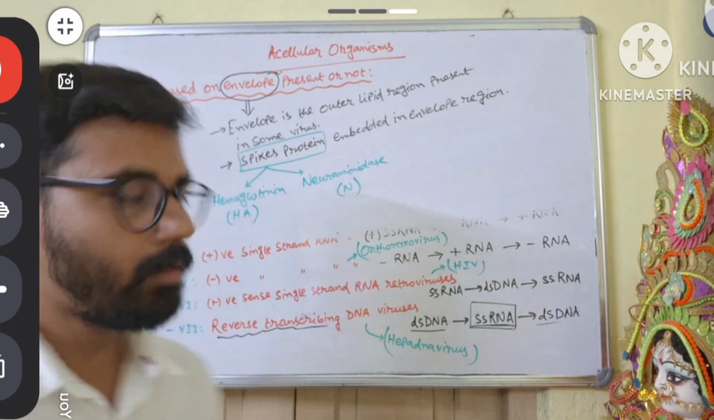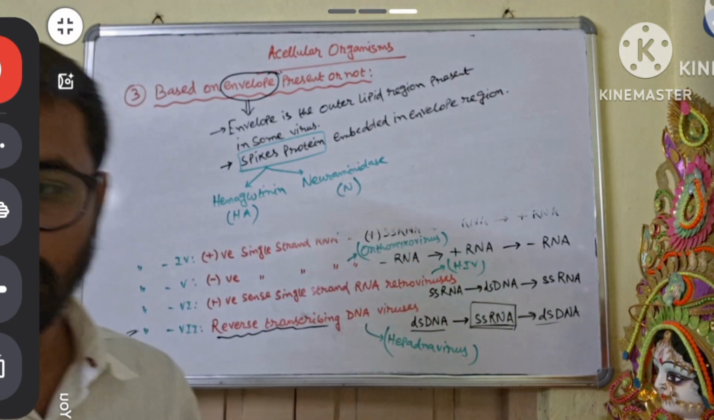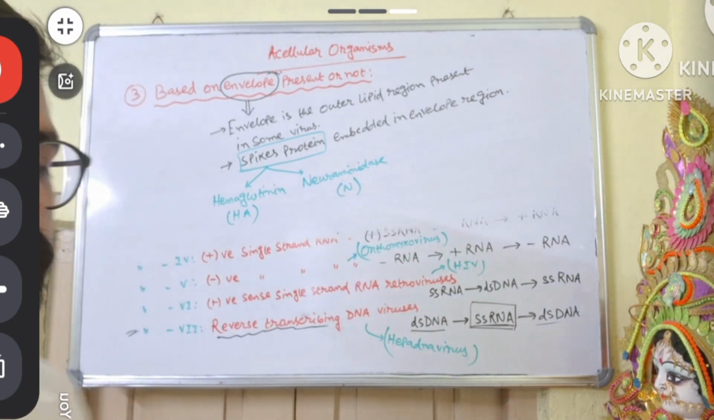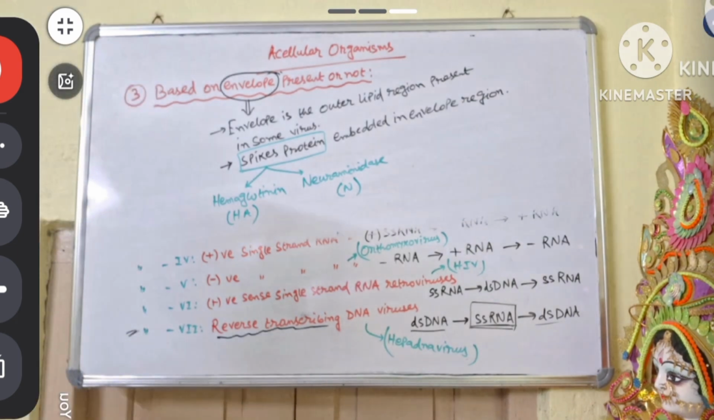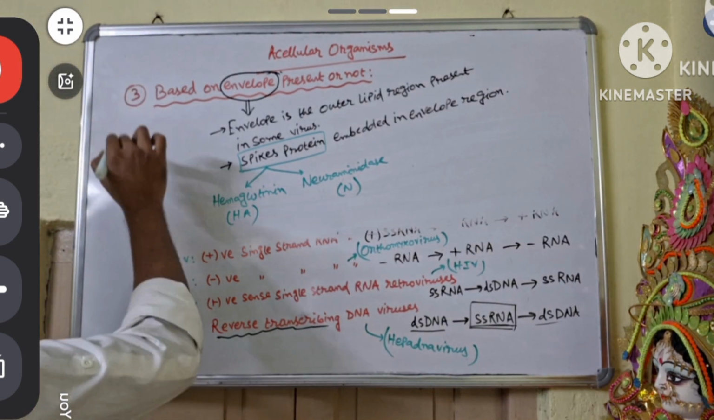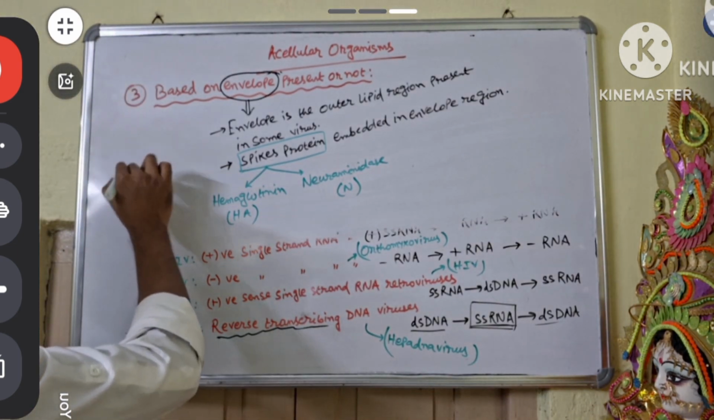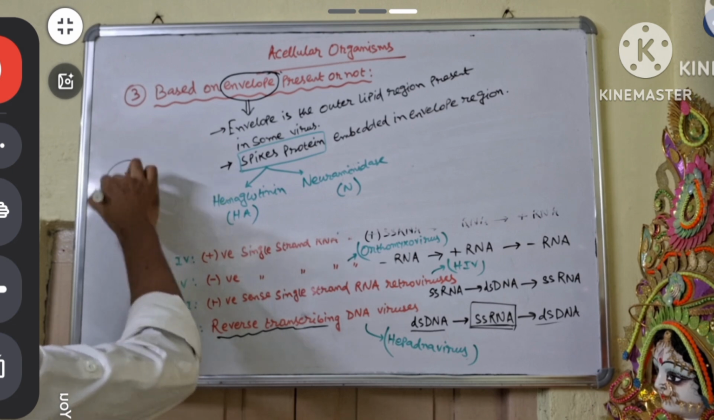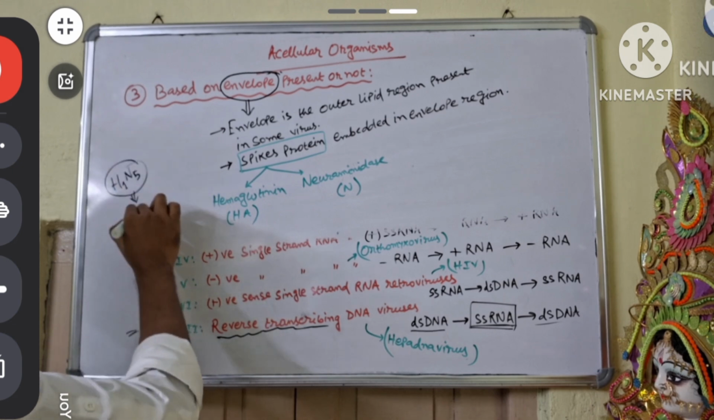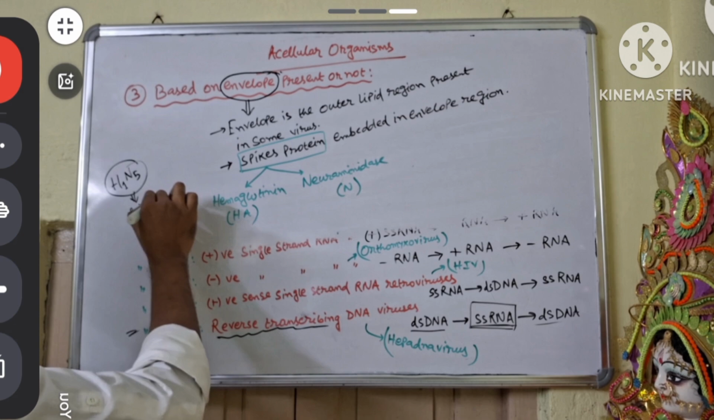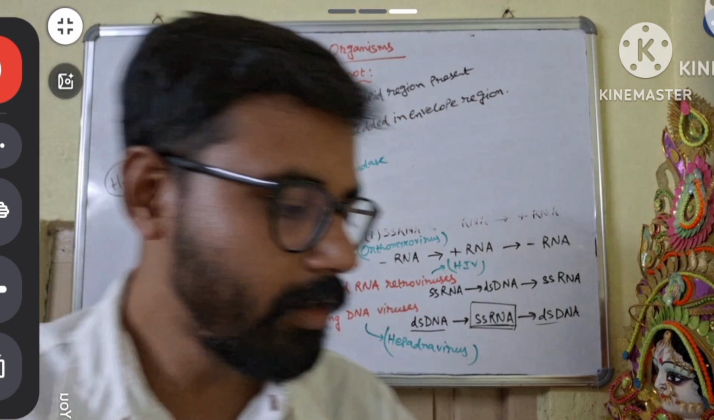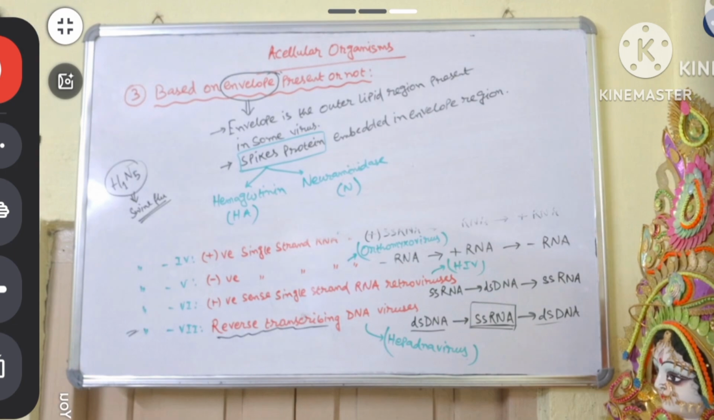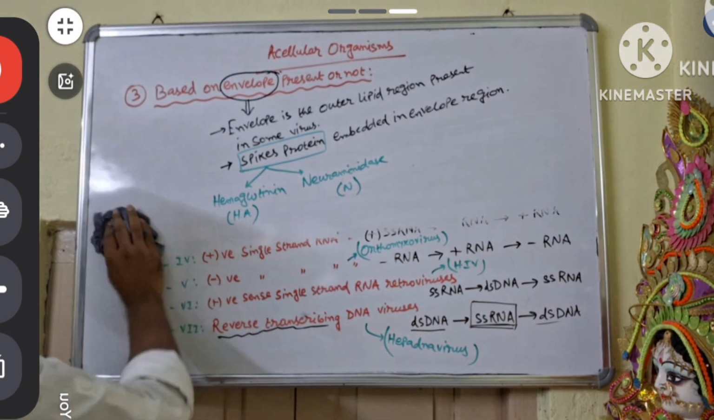The number is different. Like pandemic species, H1N5, like swine flu. So the number is given based on the subtype, subvariant of hemagglutinin and neuraminidase.